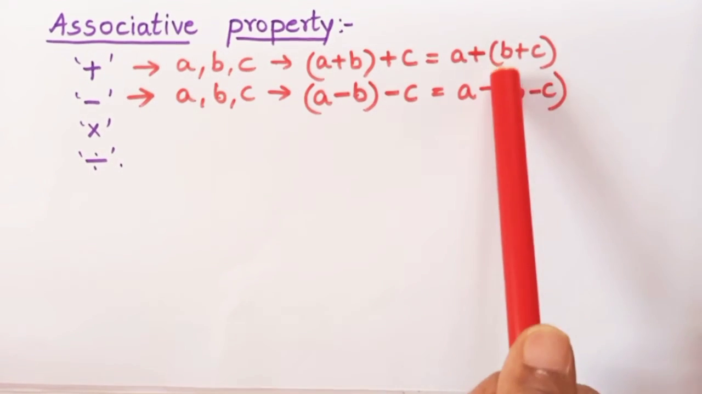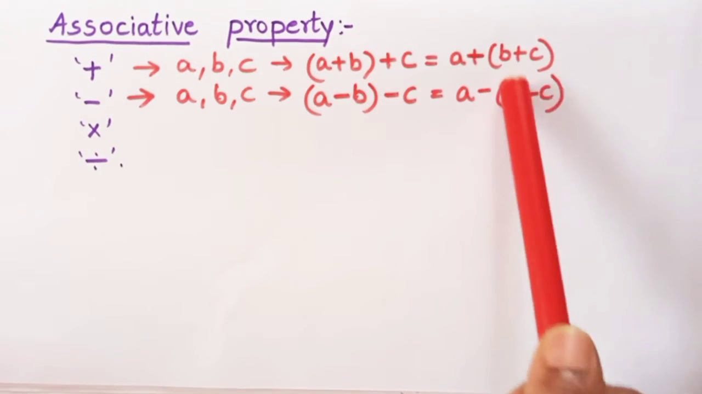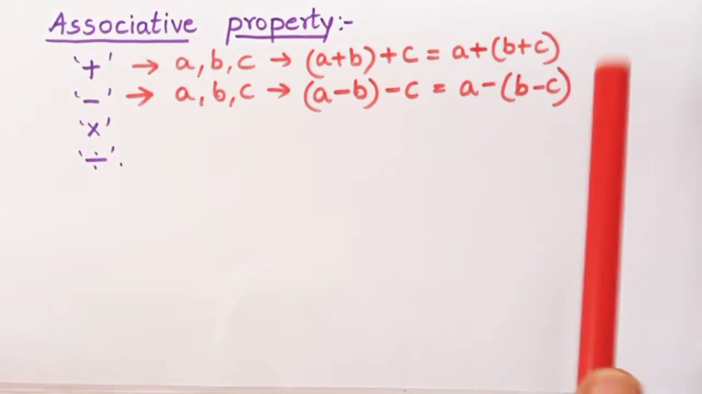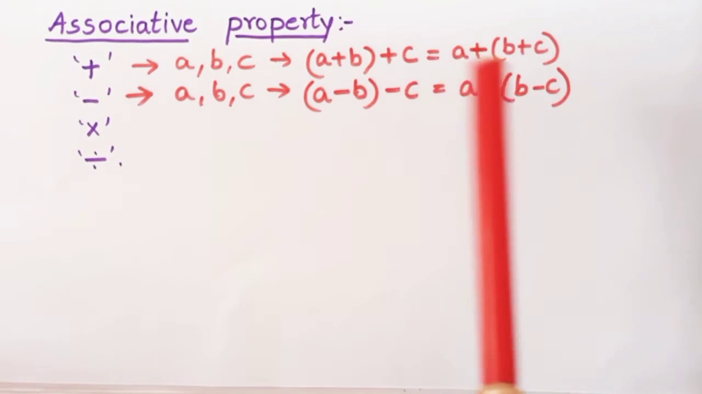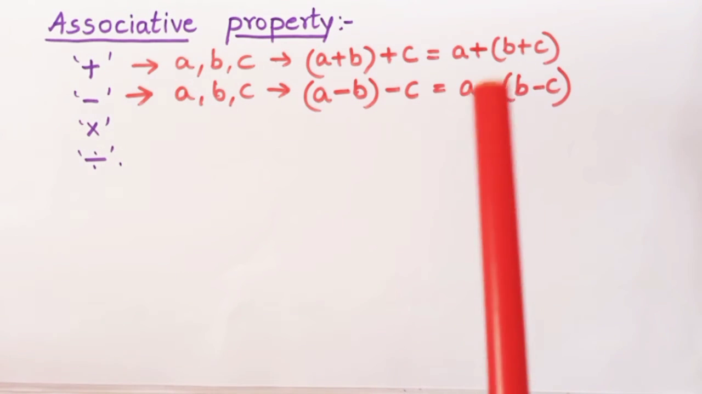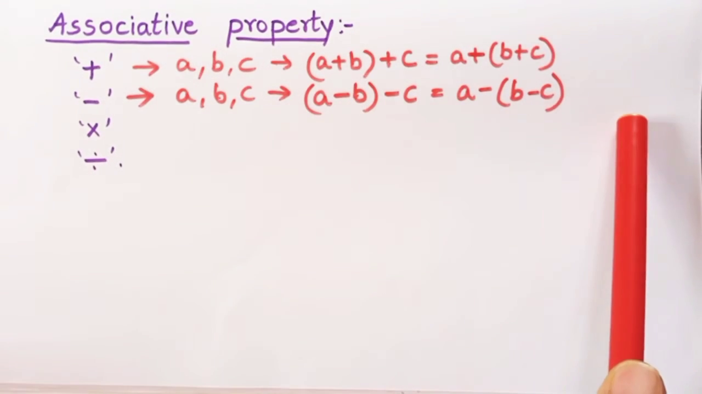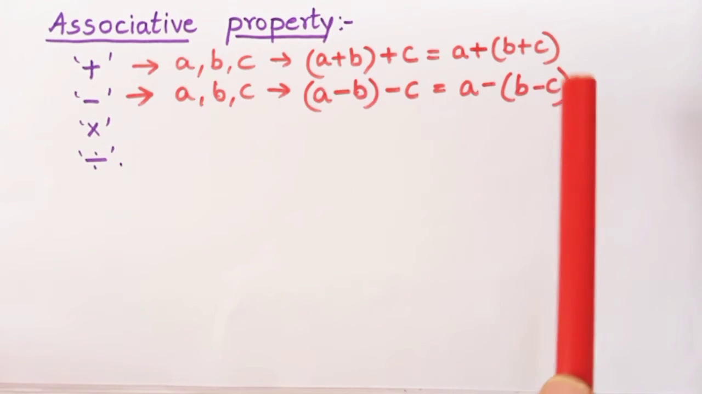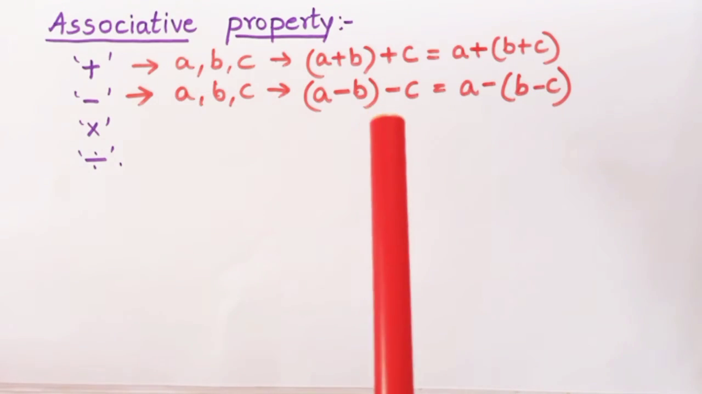Whereas here, firstly we are finding the difference between B and C. The result will be subtracted from A. There is a difference here. Observe keenly. But in both the cases, if our result is the same, then we say that subtraction is associative. Let us check taking the numbers afterwards. First we are understanding the property thoroughly.